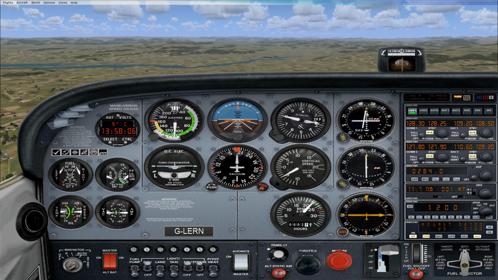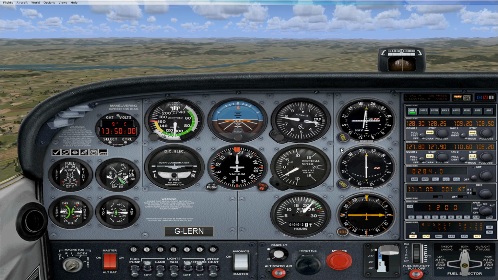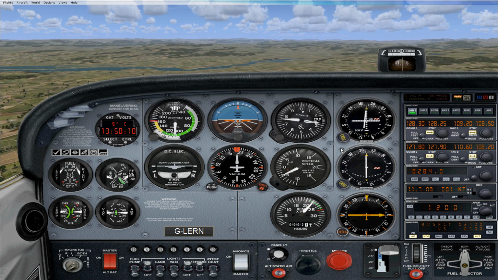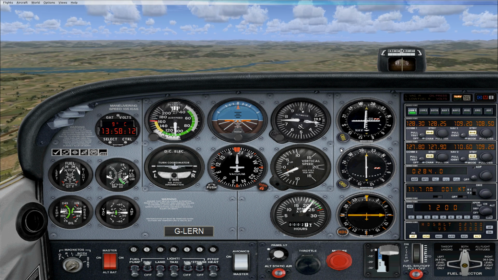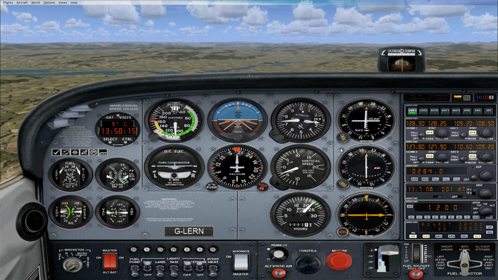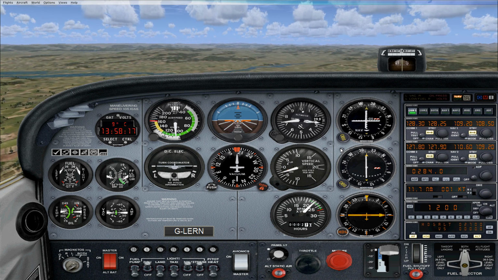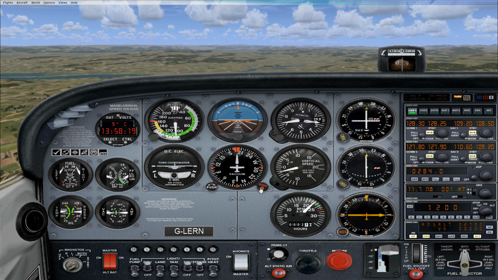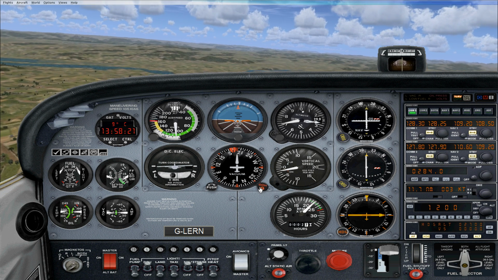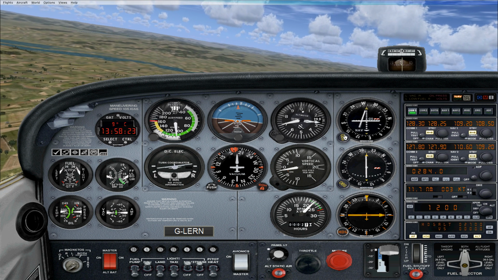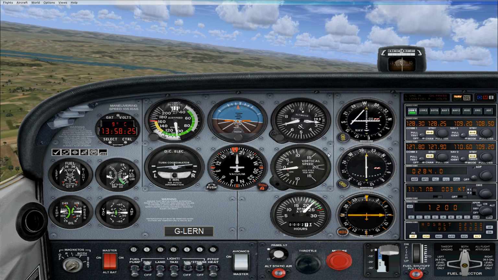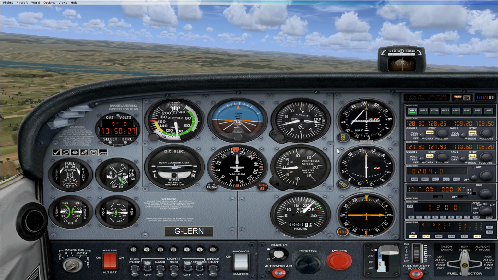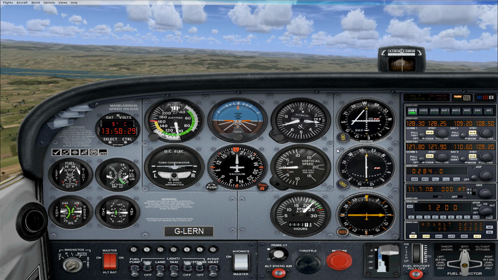So just waiting for the needle to center up. You can see the plane's leveling out, so we'll just increase the throttle slightly just to maintain speed. Okay, needle centered, so turn 10 degrees and then twist 10 degrees. And you just keep repeating that process around the arc.